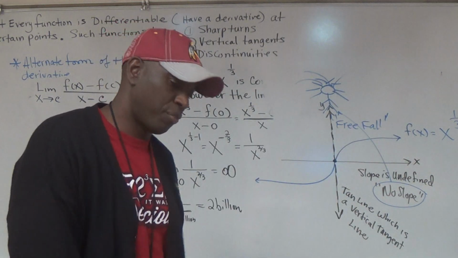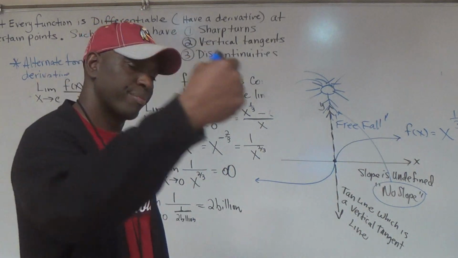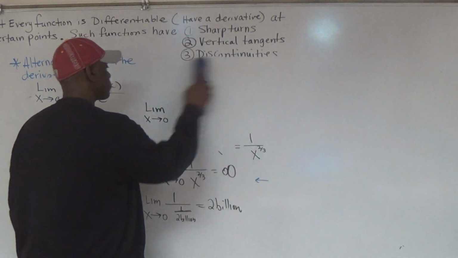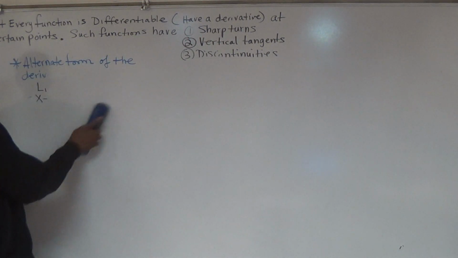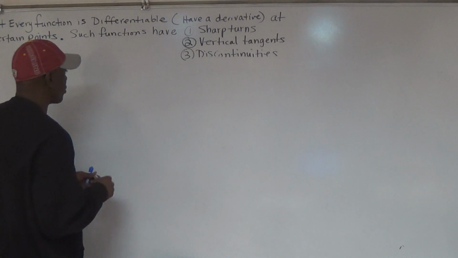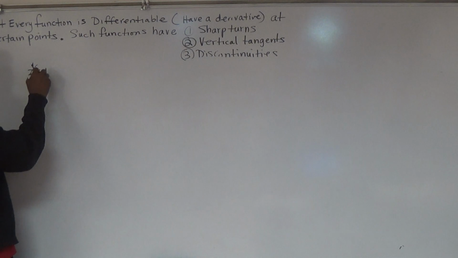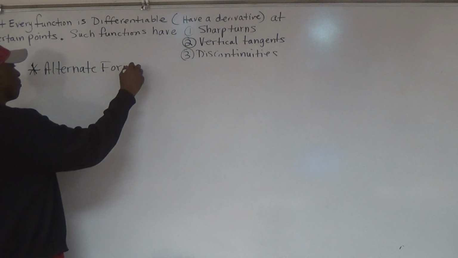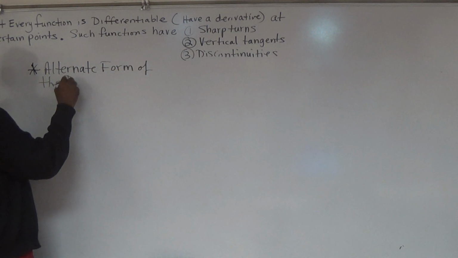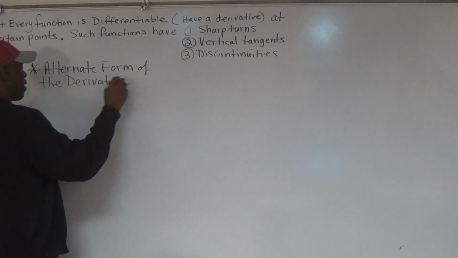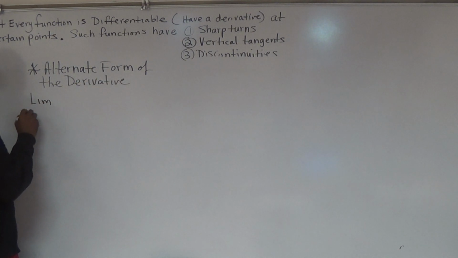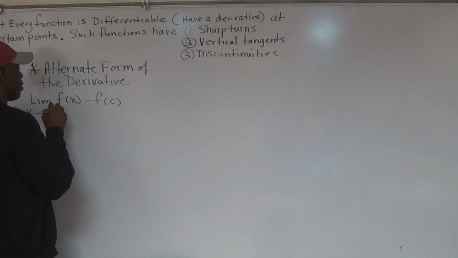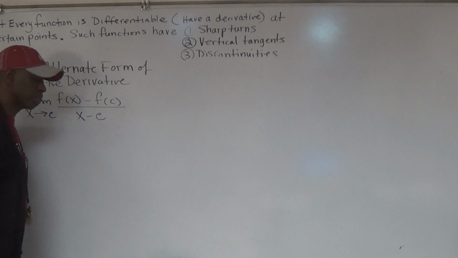The last thing that destroys differentiability is discontinuities. Let's get it. Discontinuities. Why do I keep erasing the alternate form? I don't know why. Alright. Write it again. Alternate form of the derivative. Limit as x approaches c of f of x minus f of c all over x minus c.